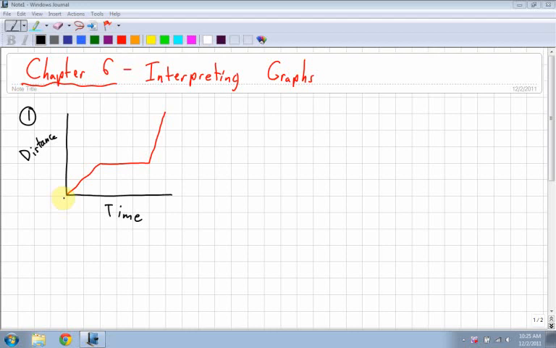From the time, we'll call this time 0, and we'll say this is time in seconds. From time 0 to 2 seconds, what's happening is the object, whatever it happens to be, is traveling at a constant rate of speed. It's traveling at a constant rate because the graph is a straight line. So from 0 to 2, the object moves at a constant speed.